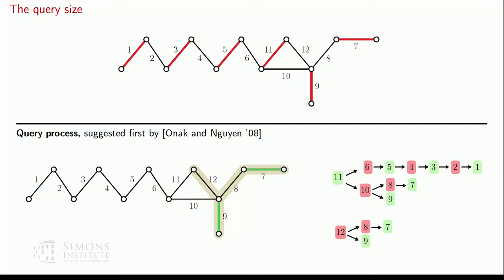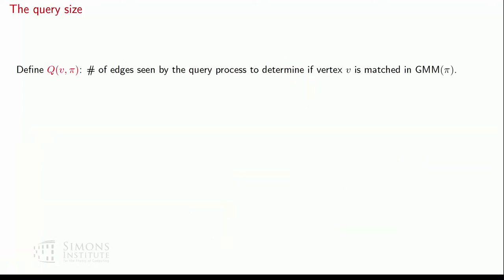Okay, so now the question is, what happens for a typical vertex if you pick a random permutation? Just a quick question. Here we're querying edges as opposed to vertices, right? So it's slightly different. That's a good question. Yes, this is the recursive query process for edges. And for a vertex, what you're going to have to do is call this edge oracle on all of its edges in increasing order of the ranks. So yes, that's a very good question.